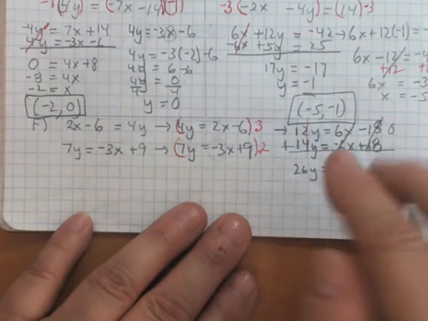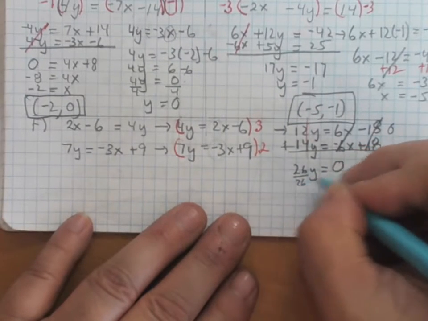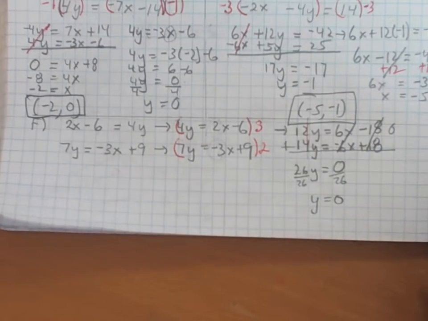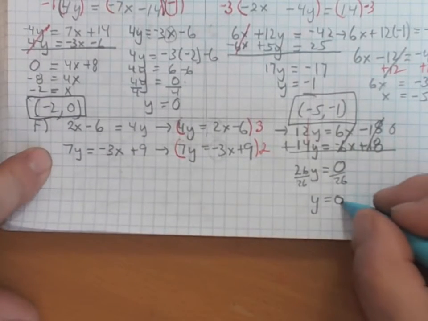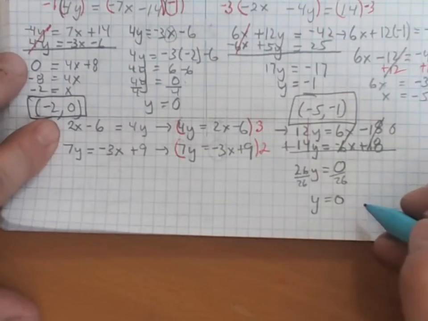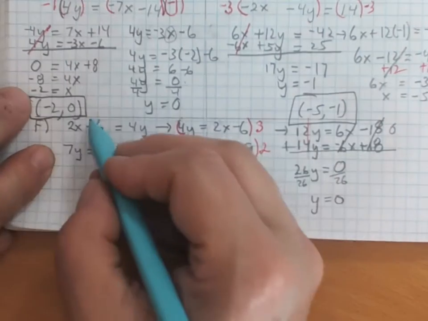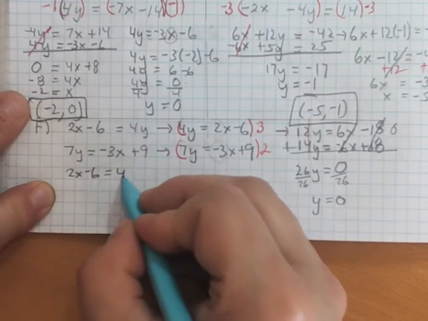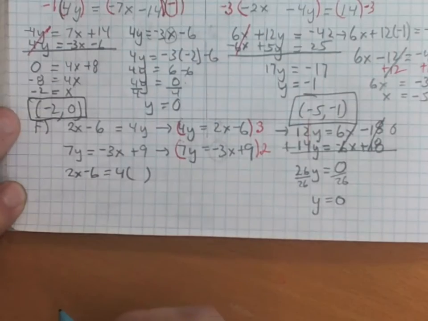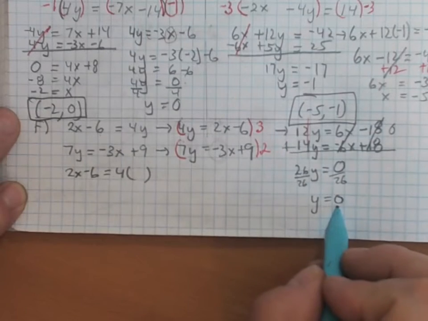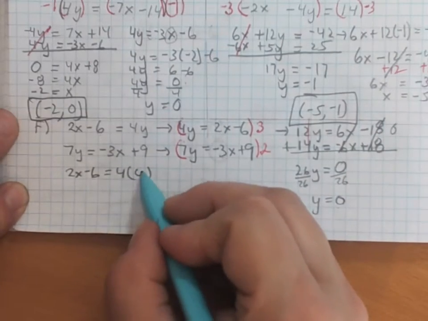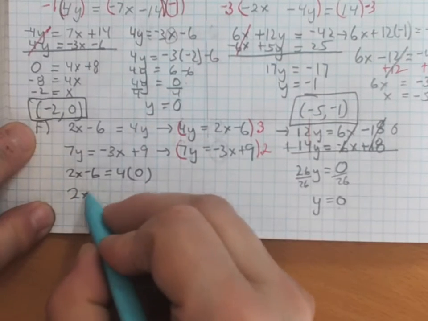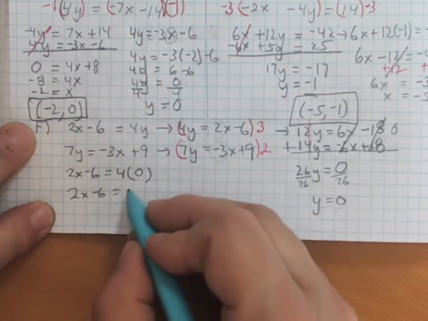And if I divide both sides by 26, I get y equals 0. All right, so let's substitute that in and solve for x. Let's pick one equation. I'll just pick the top. 2x minus 6 equals 4y. But instead of y, I'm plugging in 0. All right, and simplify. So 2x minus 6 equals 4 times 0 is 0.